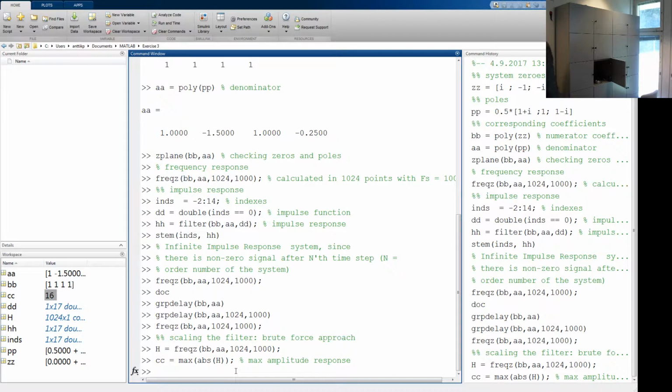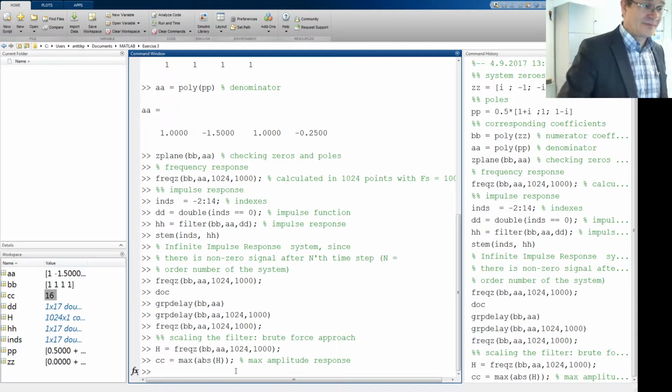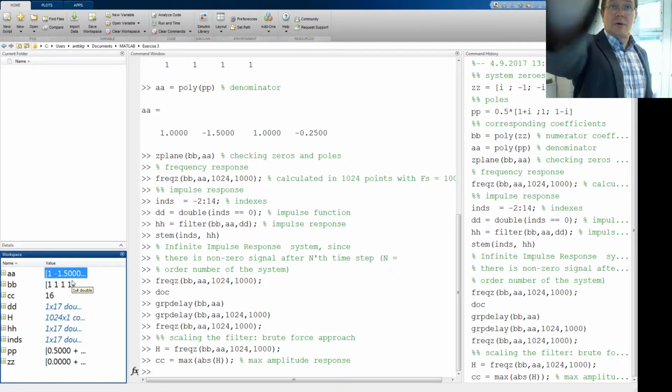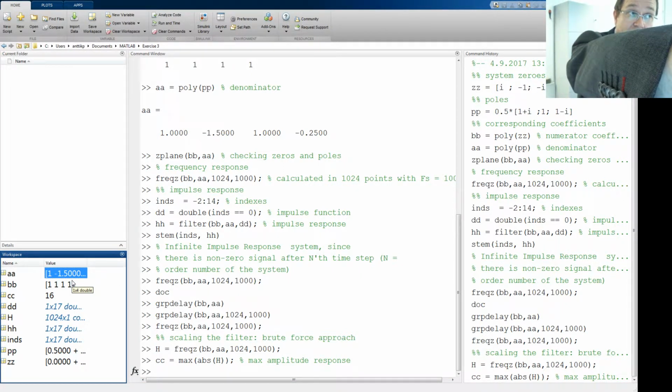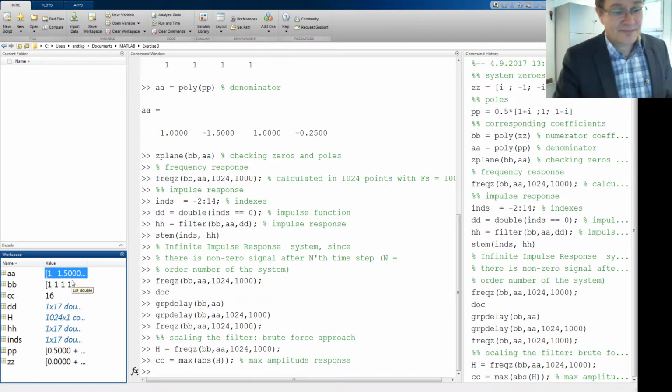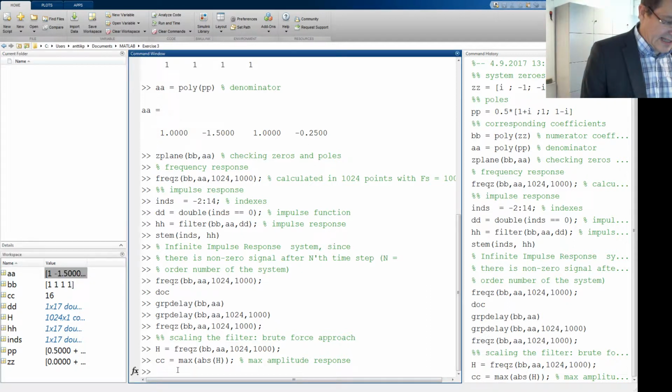So that one here would actually be 1/16, and it's best to use that for the numerator coefficients. Why? We want to keep A0 as 1. We don't want to touch that, since A0, the first element here, is the multiplier of y of n, the value which you are calculating. Okay. So the scaling would be simply SC equals BB divided by CC.